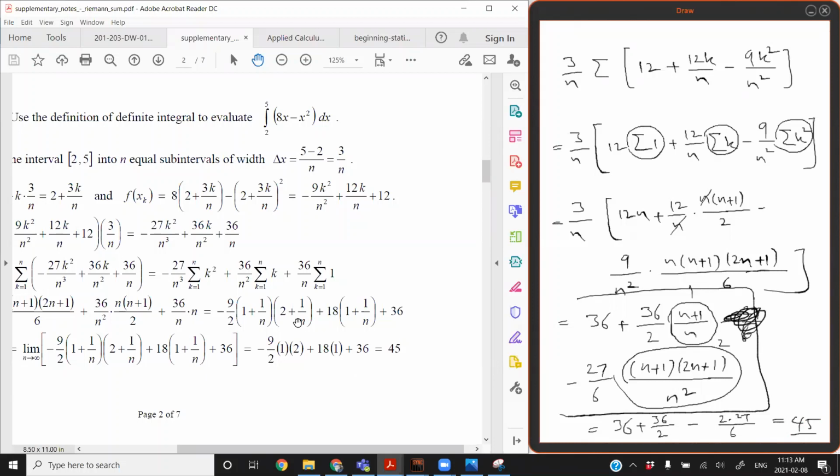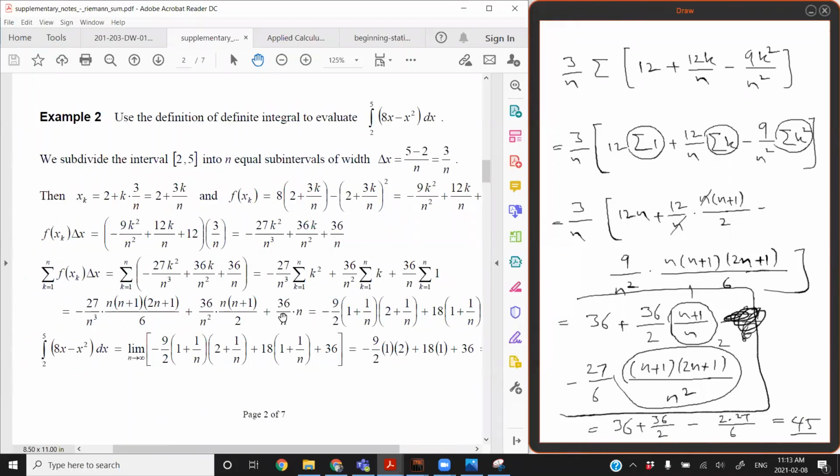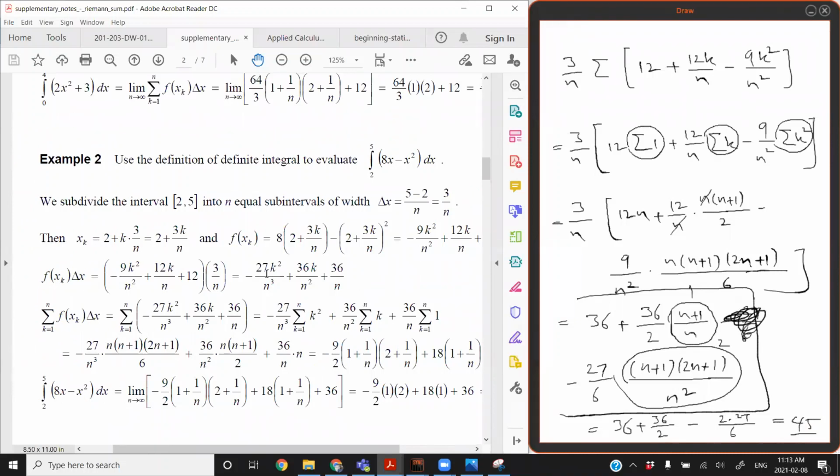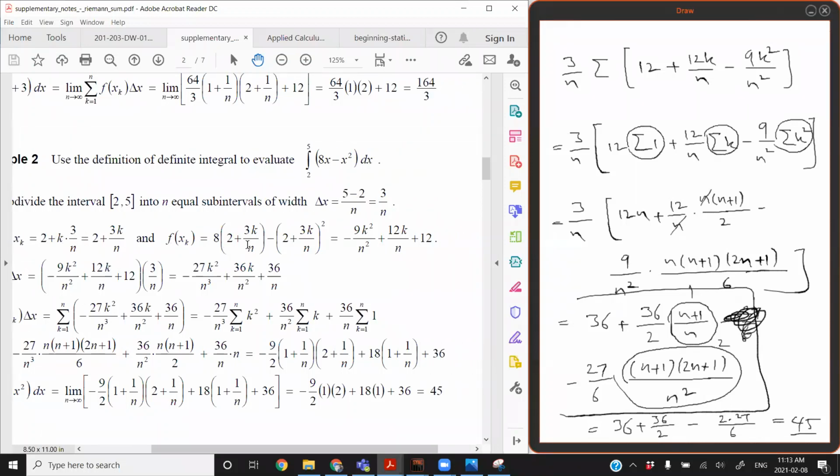Any questions? It's a kind of an algorithm, yes? First, you have to find the delta x, which is going to be b minus a over n. Then you need to figure out what xk is. There's a formula for that. That's a plus k times delta x. Then you find what your f of xk is. You just plug in your xk into f of x, and you simplify that.